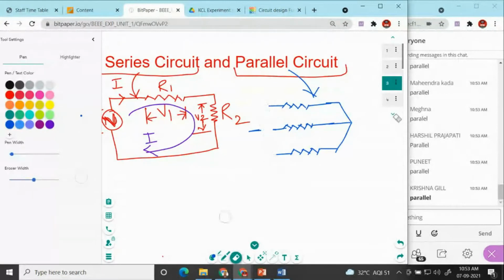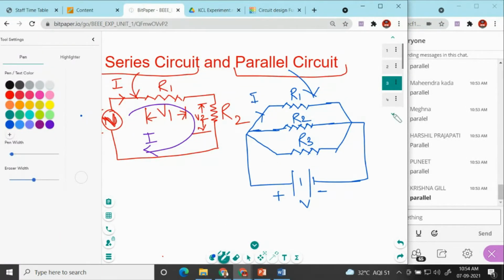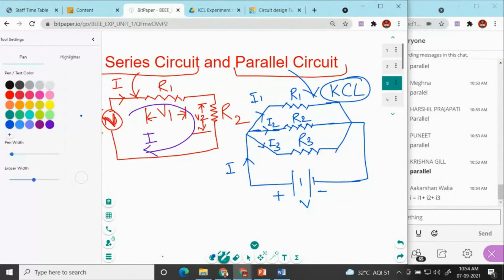in parallel. So right here, which current is flowing? This main current is I, and this current is going to be divided across the branches. Okay, and voltage remains same across R1, R2 and R3. Okay, so when you want to calculate the Kirchhoff's current law, you have to use this parallel circuit. When you want to calculate the voltages, you have to use the KVL, okay, across series circuit.